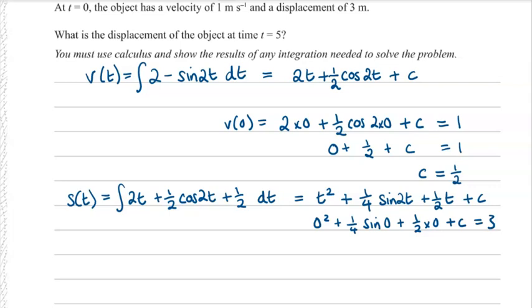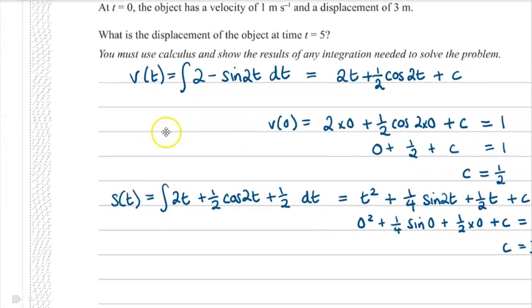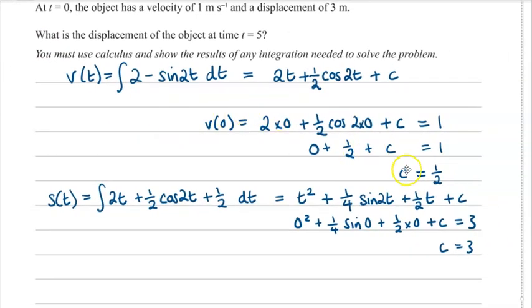All those zeros cancel everything through, so this C is worth 3. Now, if I'm being picky about this, I should have called these two C's two different things because they're not the same value of C, but anyway, you get the gist. Okay, so now we have that the displacement, we want to work out what the displacement is when the time is 5.